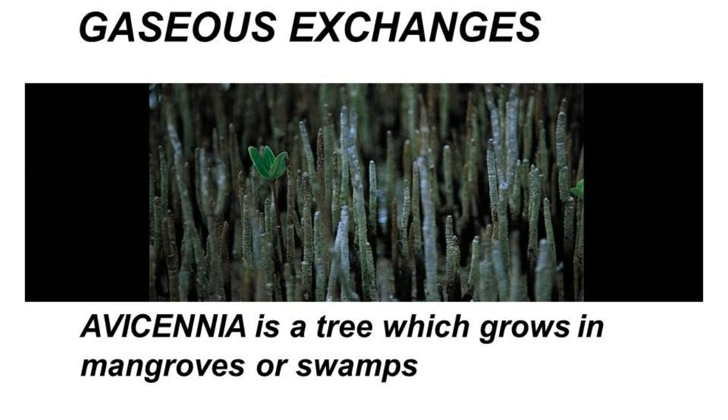Gaseous exchange. You can see the picture is Avicennia. It is a tree which grows in mangroves or swamps. They have roots which rise above the ground for the purpose of gaseous exchange. These roots are erect, peg-like structures with numerous pores through which air circulates. And these roots are called breathing roots.